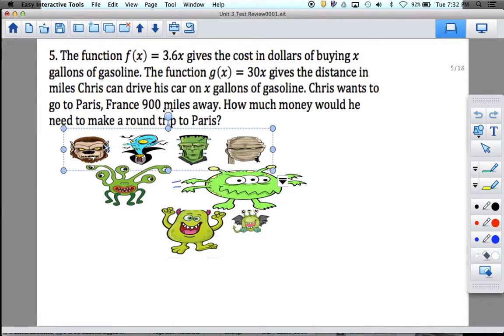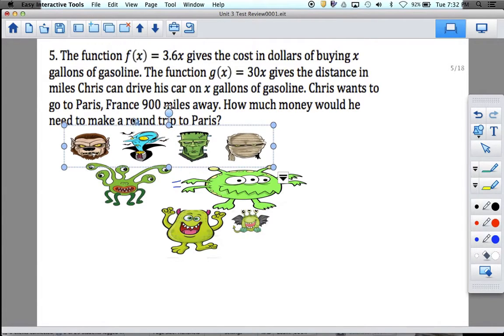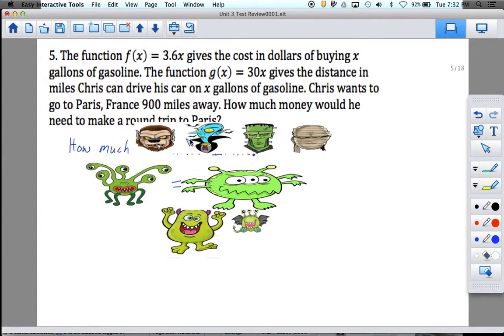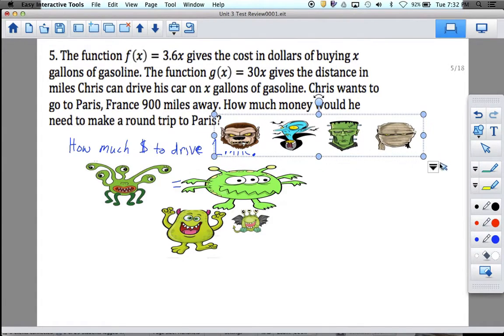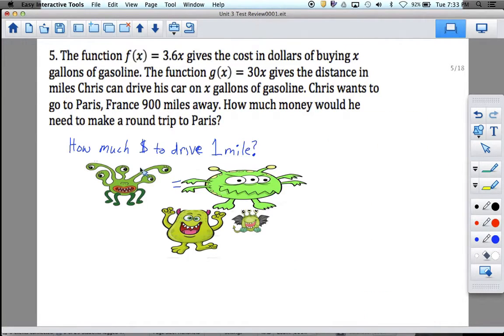Okay, so a couple things you need to know is we're looking for how much money he needs, but you have to find out other things before you find out how much money he needs. And mainly you need to find out how much it costs to drive 1 mile.